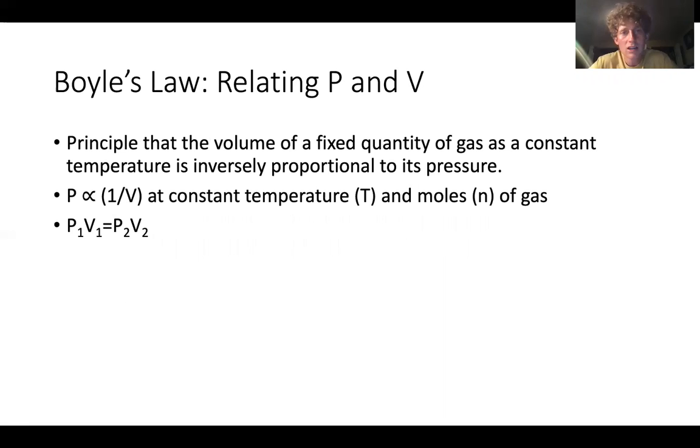So first off, Boyle's law. His law focuses on relating pressure and volume. So this is basically the principle that the volume of a fixed quantity of gas at a constant temperature is inversely proportional to its pressure. So if you look here on that second bullet point, pressure, that sign is a sign for proportionality. So it's inversely proportional to volume, or pressure is proportional to the inverse of volume at a constant temperature and moles of gas. And then we can use this equation down below in the third point, which basically allows you to solve for a missing variable of pressure or volume if the temperature and number of moles is constant for the gas. So that is pressure 1 times volume 1 is equal to pressure 2 times volume 2.